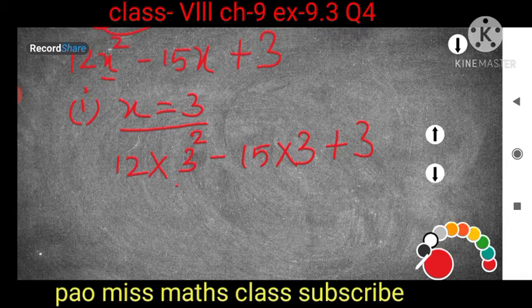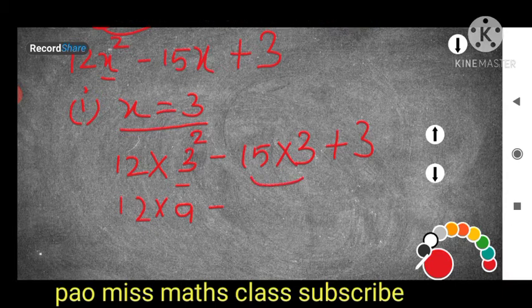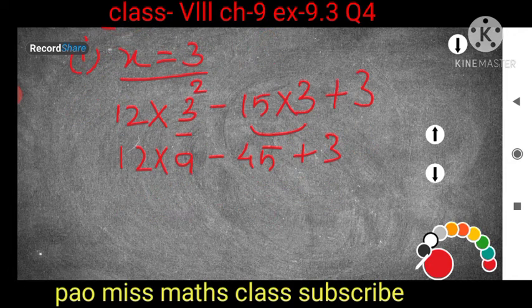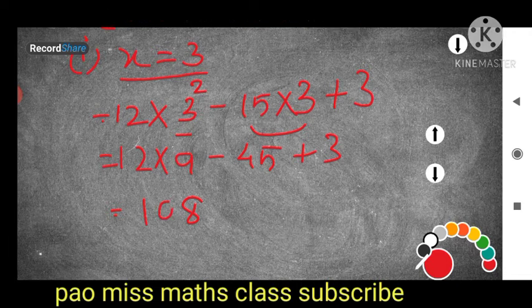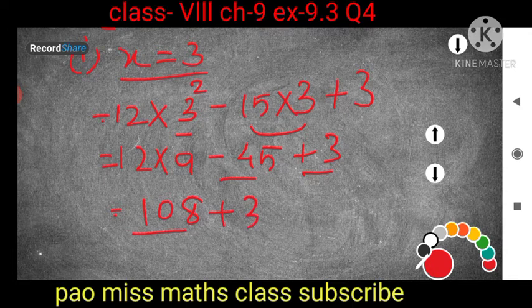Now 3 square is equal to how much? 3 threes are 9. So 9 multiplied with 12, minus now 15 into 3 is equal to how much? 45, isn't it? So 45 plus 3. Now when you multiply 12 into 9, 9 twos are 18, 1 carry, 9 ones are 9, 10. So we got 108. Now this is positive, this is negative, and this is also positive. So first we will write the positive one here, plus 3, then minus 45.